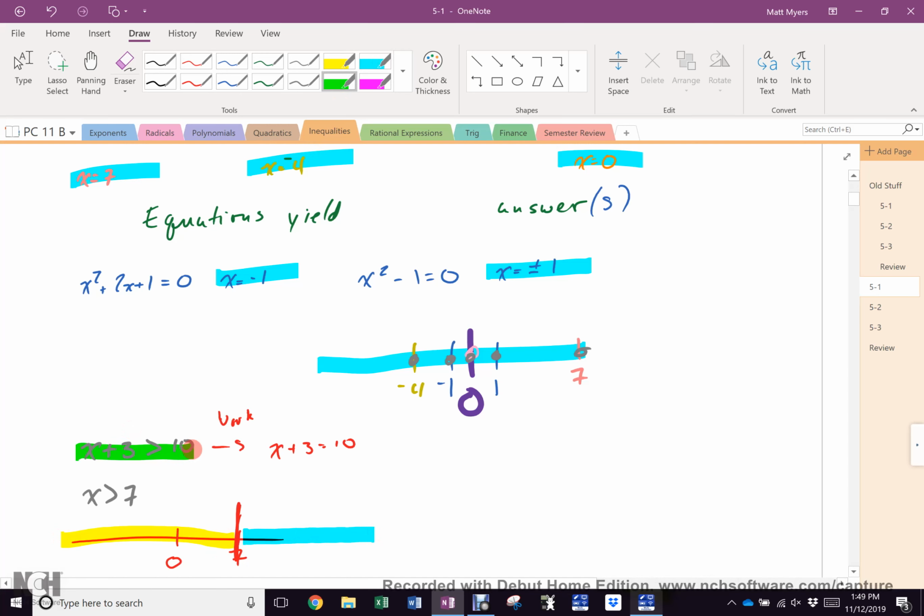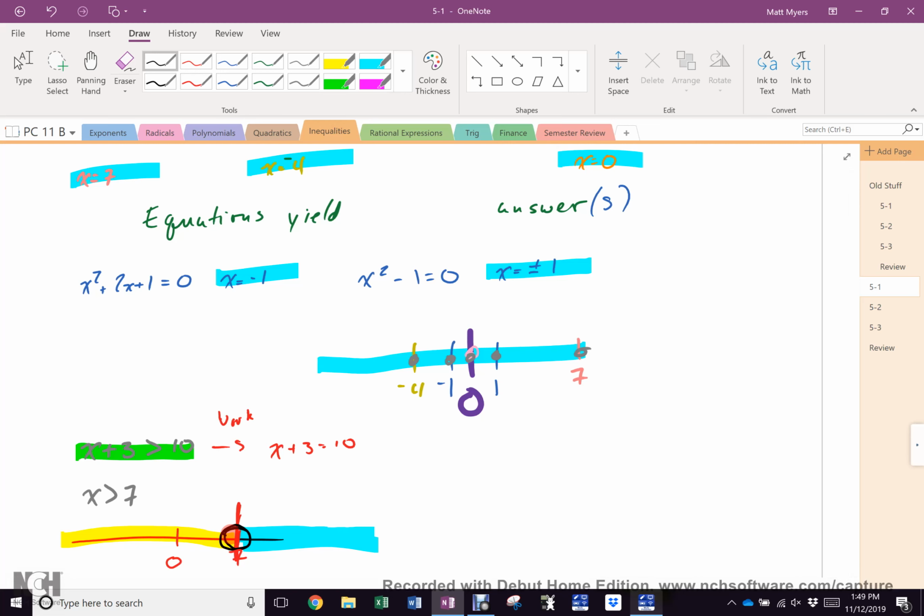I need the number for x that will make this true. What's the easiest number there you can see to check with? 0. What is 0 plus 3? 3. Is 3 greater than 10? So is 0 part of the answer? No. So the answer is out here. x is greater than 7. Now in the 9th grade you learned that you put an open circle there. Why? It can't hit 7. Can it hit 7.00001? Yes. But it can't hit 7.